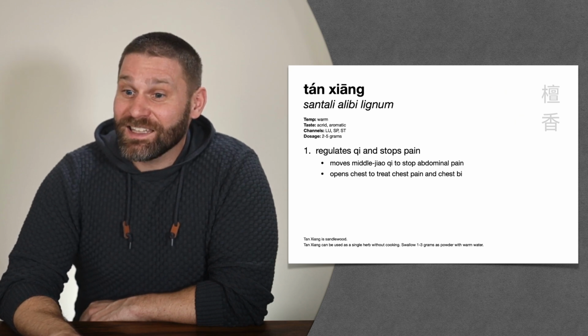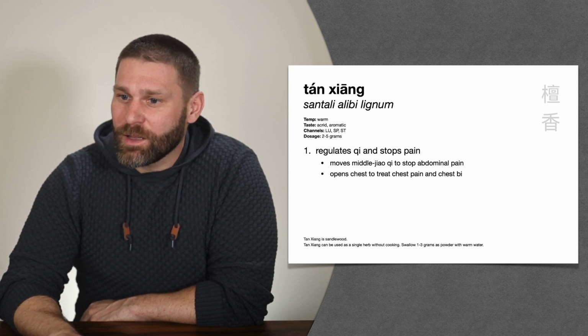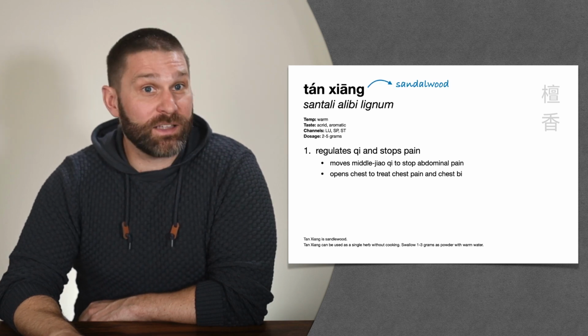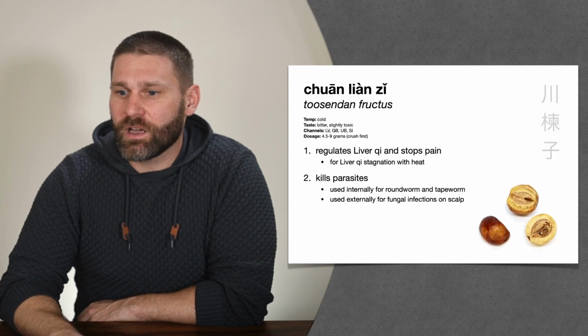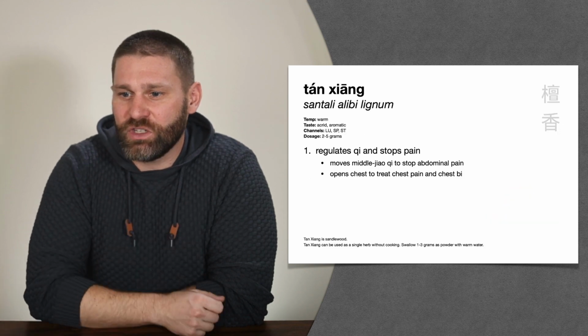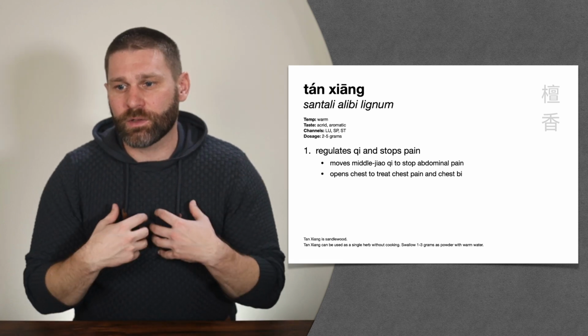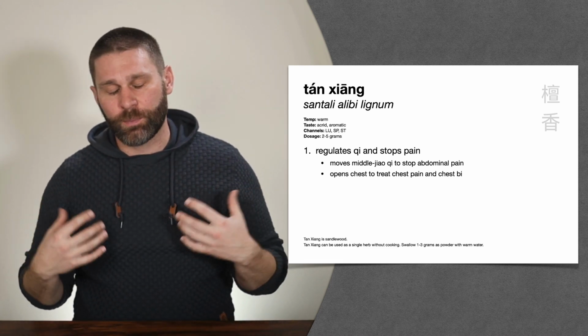Next is Tan Xiang, Santali Albi lignum. Tan Xiang, this is sandalwood. So Tan Xiang also regulates qi and stops pain. It's good for moving middle jiao qi to stop abdominal pain. It also opens the chest to treat chest pain.